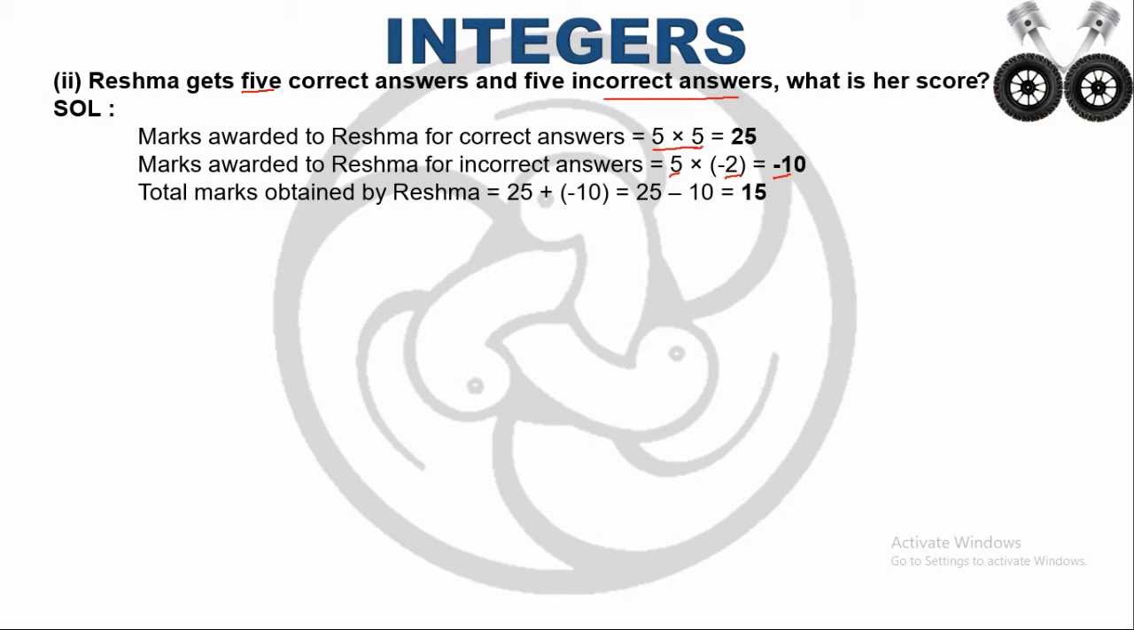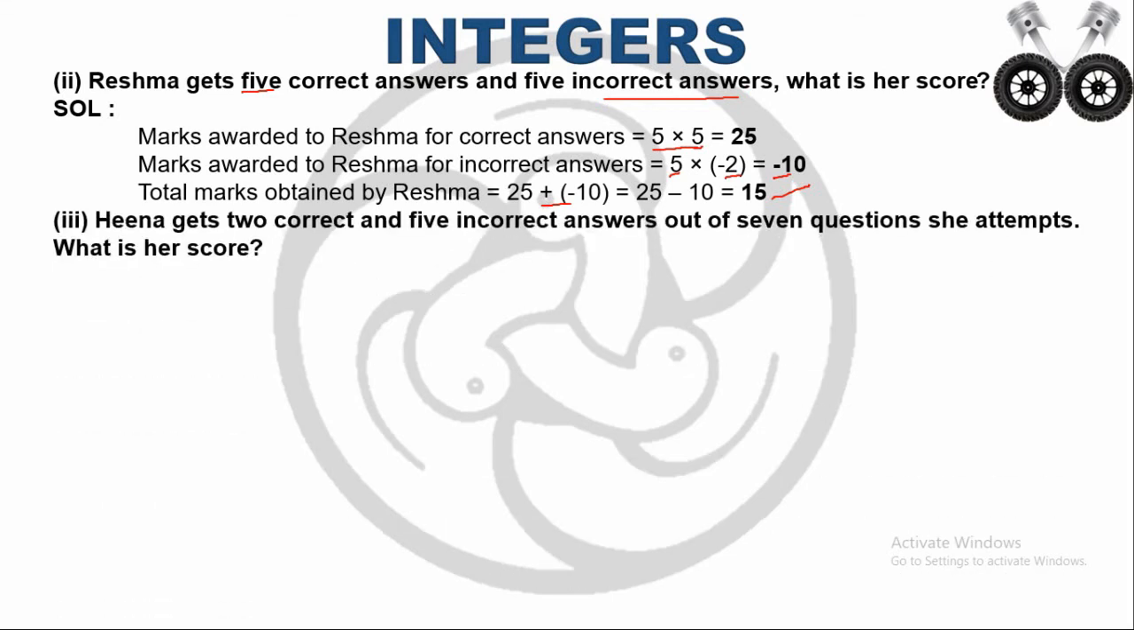So what is the question asked here? We have to find the total marks. So 25 plus minus 10. Here the two operators are next to each other. That means I have to change the sign. So plus into minus is minus. So 25 minus 10 equals 15. So the mark scored by Reshma is 15 marks.